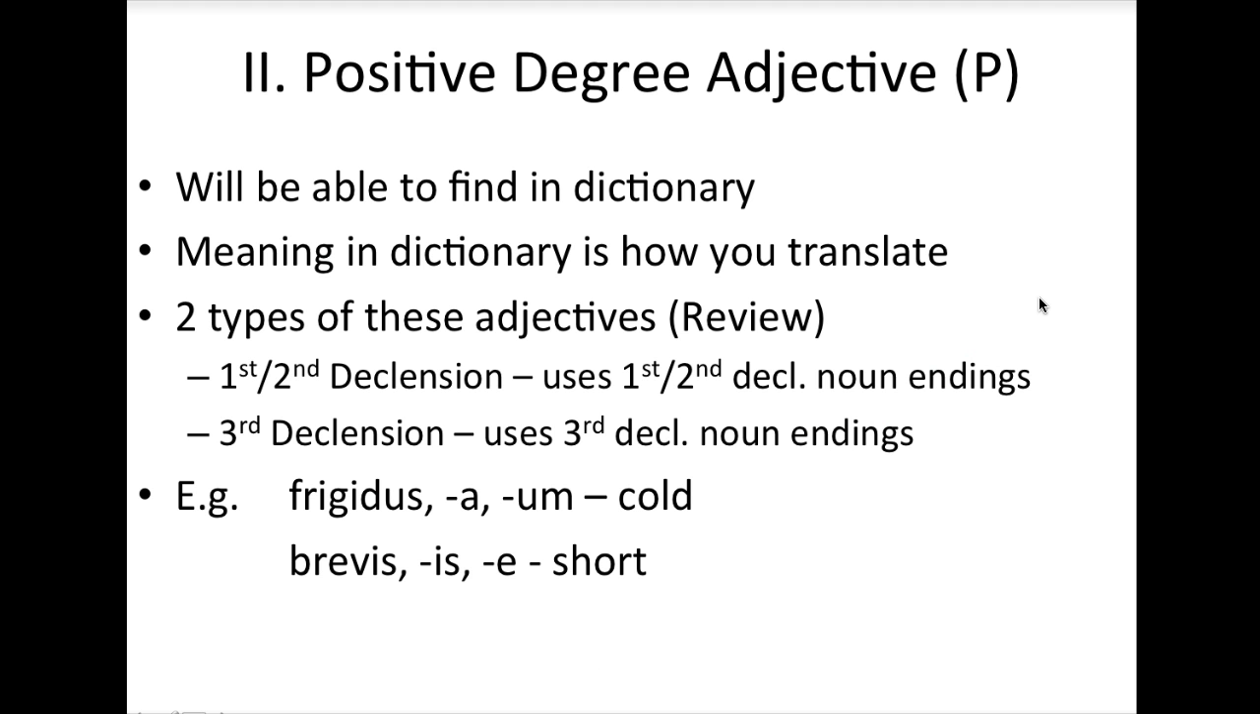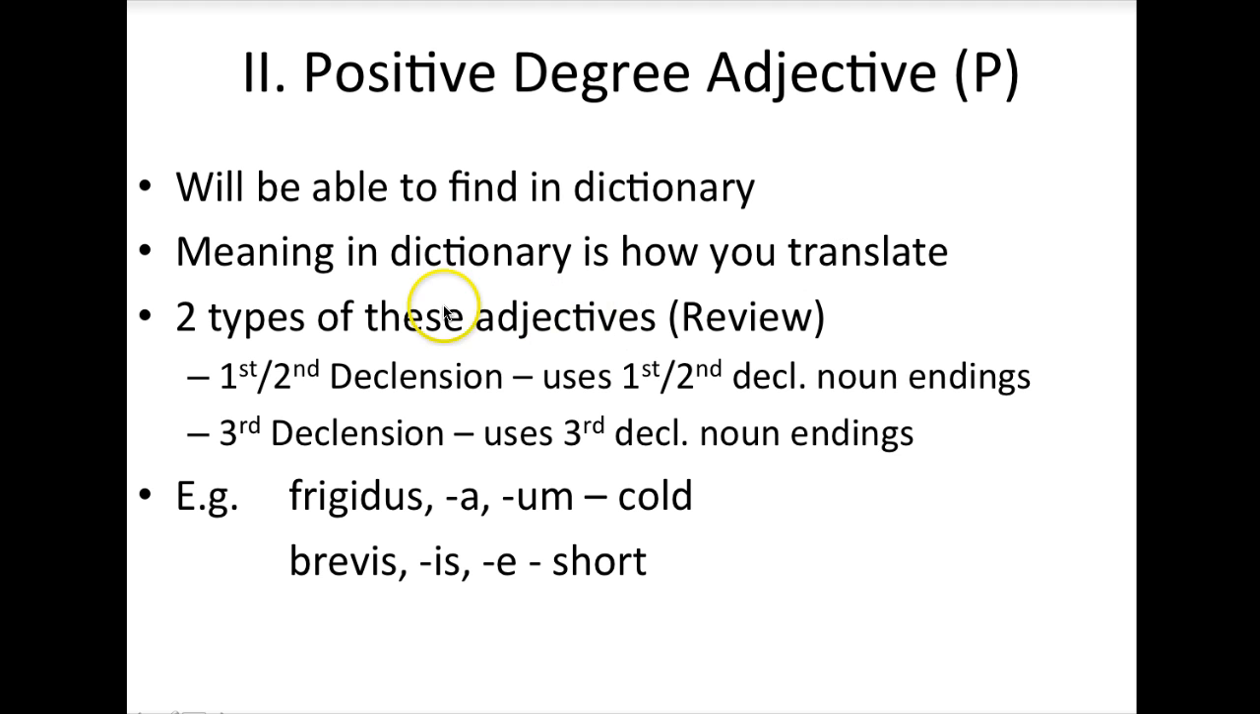So in depth, a little bit more. The positive degree adjective, this is the one you're used to. That means it's review. This is the one you'll be able to find in the dictionary. So when you look up an adjective, this is exactly what you're going to see. And as far as the meaning of a positive degree adjective, that's the meaning that the dictionary gives you as well. So this is the straightforward, normal adjective that you're used to.